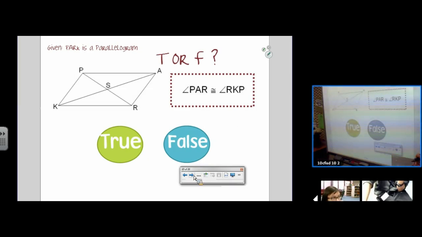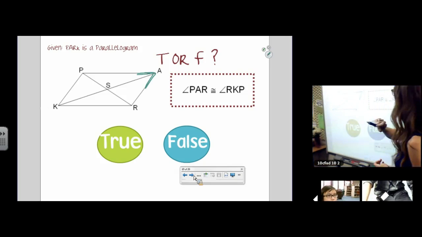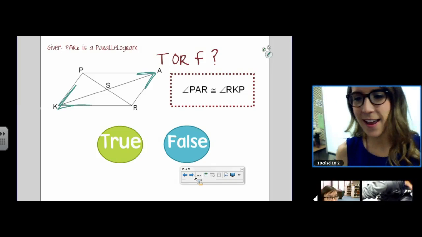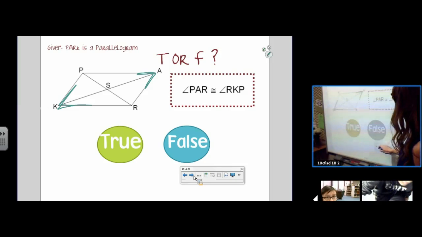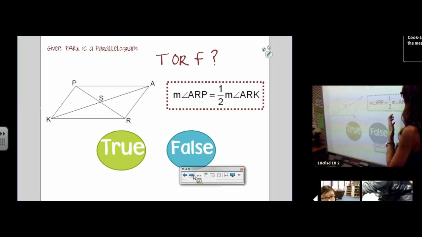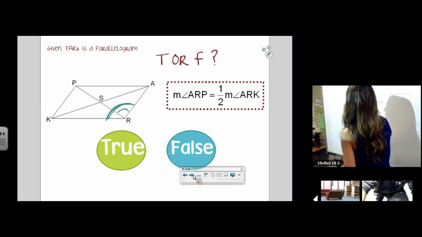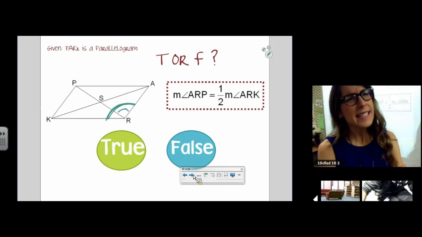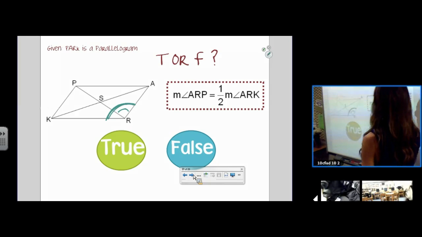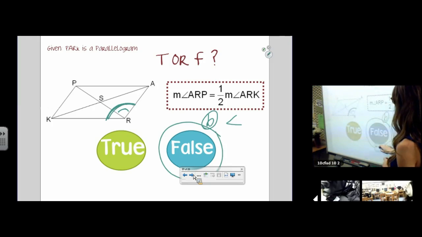Angle PAR is congruent to angle RKP. Half the battle is just knowing which angles those are talking about, right? True. Opposite angles are congruent. True. ARP is 1/2 ARK. This angle is 1/2 that angle. Is that one of the properties? Diagonals bisect the angles? So no, that is not one of the properties. The diagonals do not bisect the angles, so that one's false.